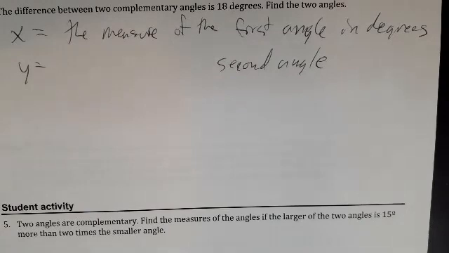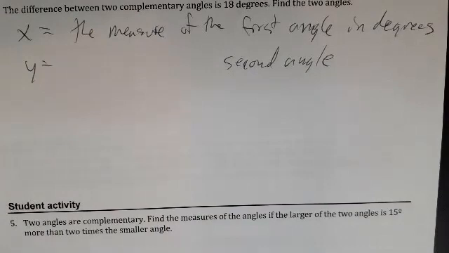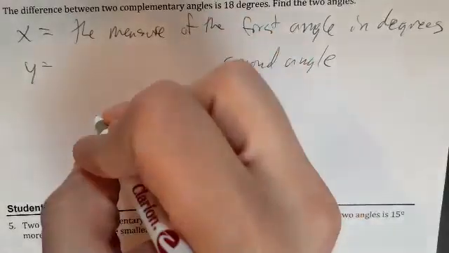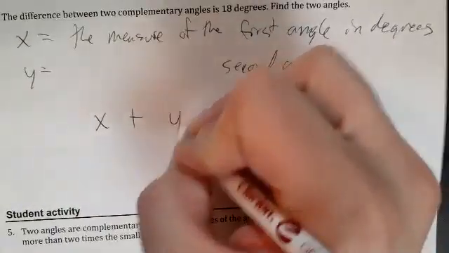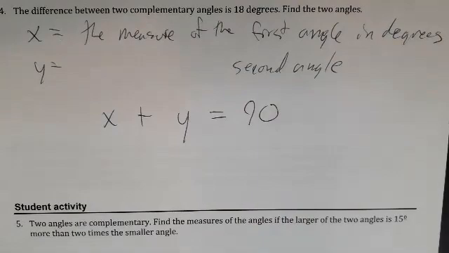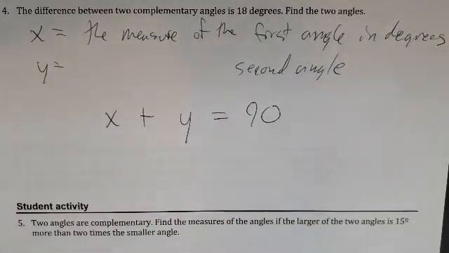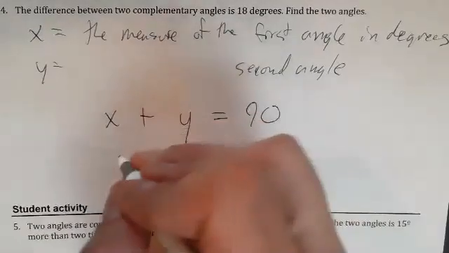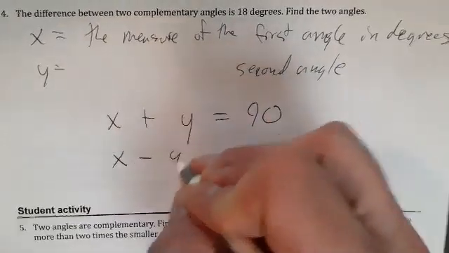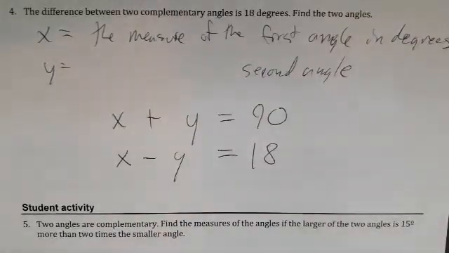So I know I have 2 angles. I know the difference between 2 complementary angles is 18 degrees. So first thing, I want to focus on this. They are complementary. So what does that tell me? It tells me that if I add the 2, they should be 90. And then the next thing says the difference between them is 18 degrees. So if I take the difference between them, if I subtract one from the other, that should be 18.